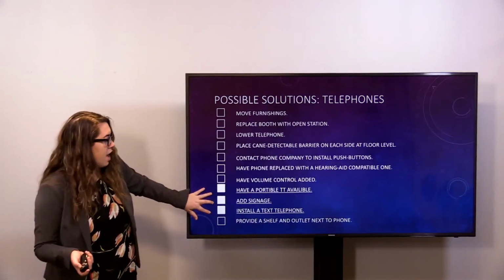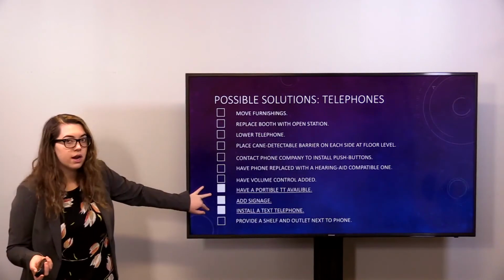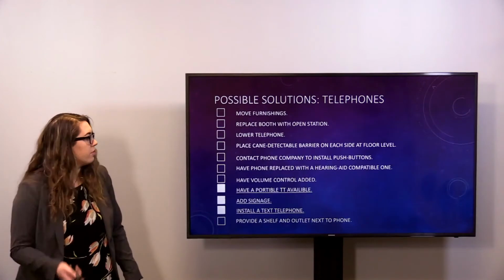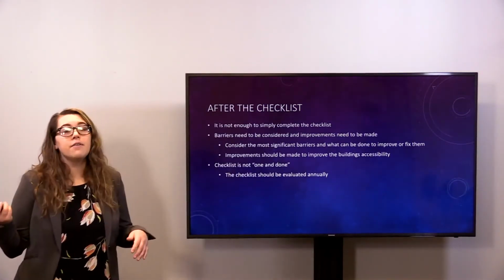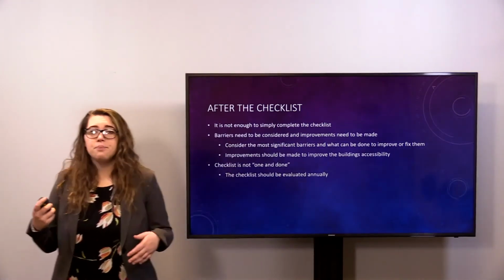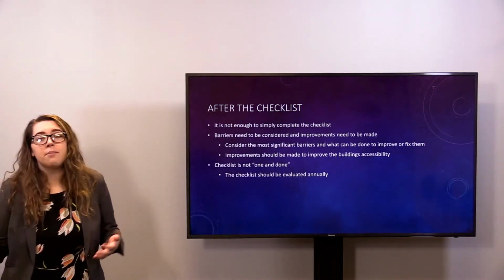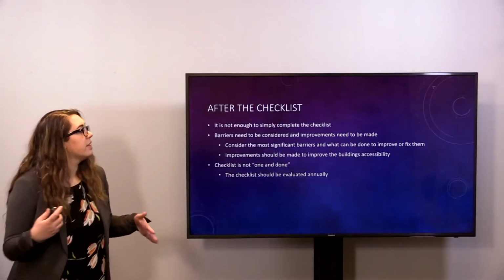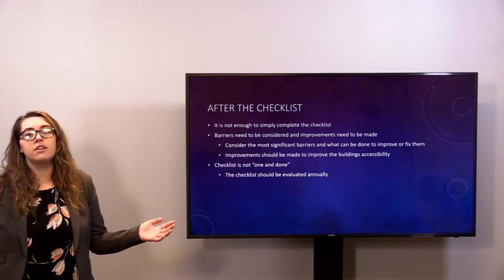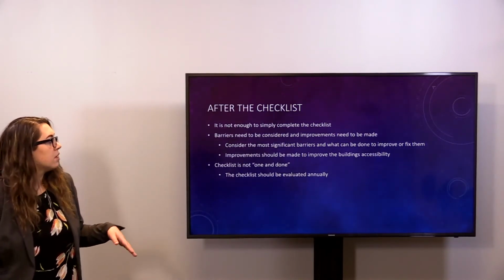So either having a portable TT available or having a text telephone somewhere and having the signage for whichever option is chosen. It is not enough to simply complete the checklist. The barriers that are identified in this building need to be considered before improvements are made. So the most significant barriers need to be considered, and there needs to be identified what can be done to improve or fix them.